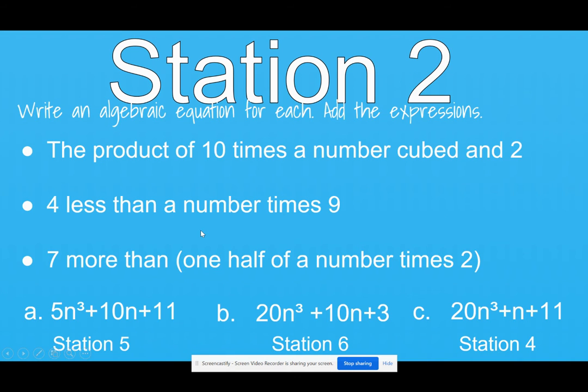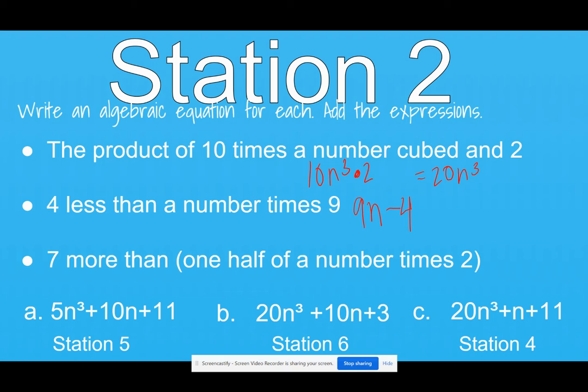Station 2, the product of 10 times a number cubed. So we have 10 times a number cubed, and 2, but it says product, so we're multiplying. So we get 20n cubed. I used n, you could use x, doesn't matter. And then 4 less than a number times 9. So a number times 9 is 9n. 4 less than means -4.